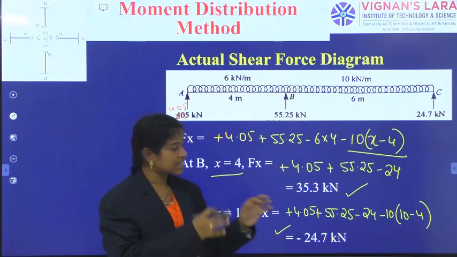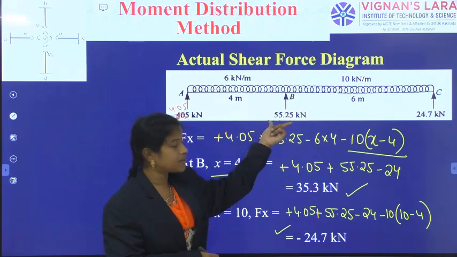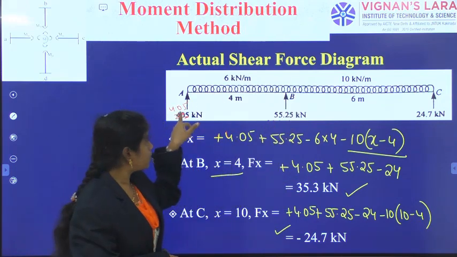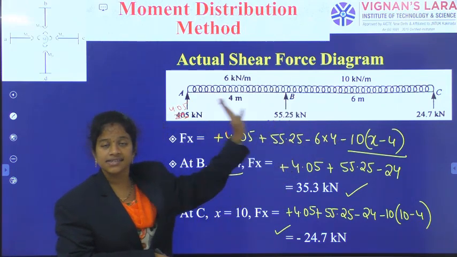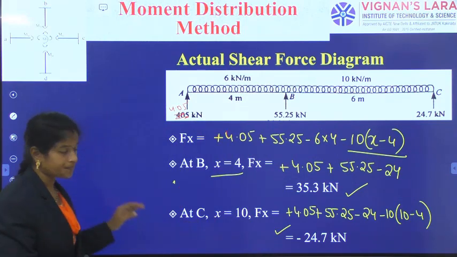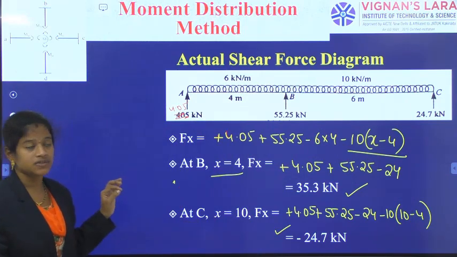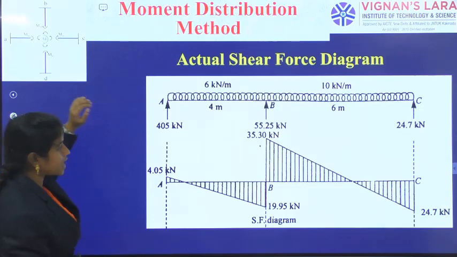The summation has given us this total of 55.25. Okay, don't think much. Only these first and last answers are the support reactions. You can cross check. Now I am developing the shearing force diagram. How will we develop the shear force diagram?